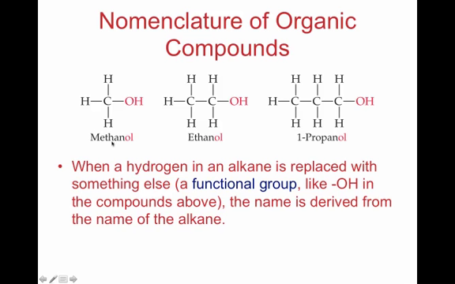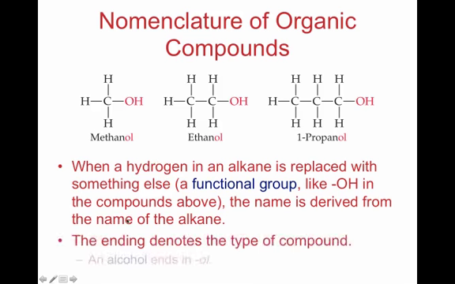So we have methane, meth meaning we have one carbon, ane meaning we have all single bonds, and the OL tells us we have an OH group. The OL denotes the type of compound. OH are alcohols, and alcohols end in OL. For example, let's look at ethanol. Eth, we have two carbons. An, meaning we have all single bonds. OL, we have an alcohol group hanging off of one of the carbons.